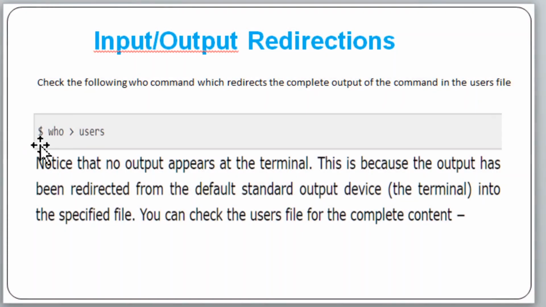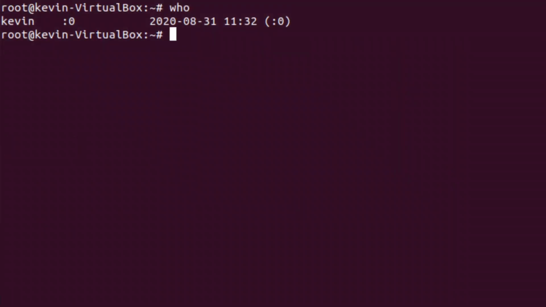the standard out of the who command is going to get redirected into the file users. So when we run this, notice that no output appears at the terminal, and this is because the output has been redirected from the default standard output device, the terminal, into the specified file. Let's actually go ahead and do that.